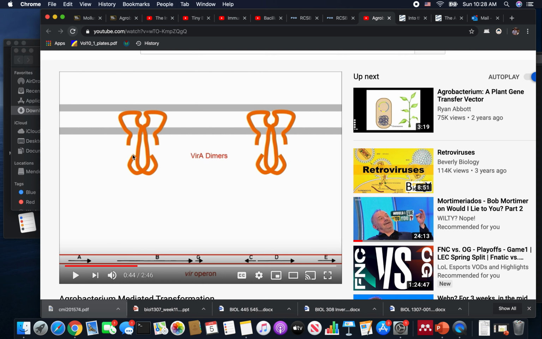So each of these things is a VirA. Let me trace one out with the mouse cursor here. There we go. So that's one. Here's the other one. And it actually takes 2 of these to come together, and they'll pinch one acetosyringone molecule, like it takes 2 hands to catch a football if you are not Odell Beckham Jr.